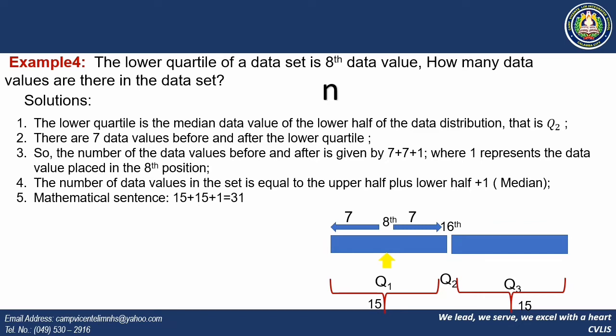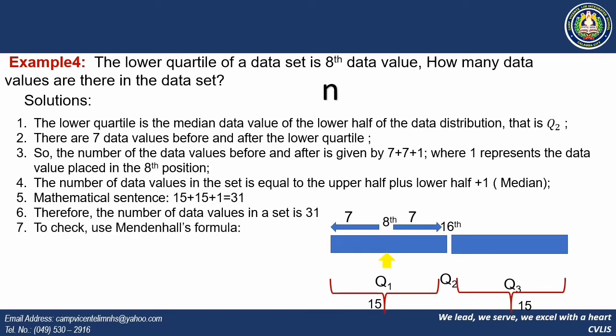The mathematical sentence is 15 plus 15 plus 1 is equal to 31. Therefore, the number of data values in a set is 31. If you want to check if your answer is correct, you may use the Mendenhall formula. You need to write down the given and then apply that to the formula. By manipulation, we obtain that the value of n is 31.